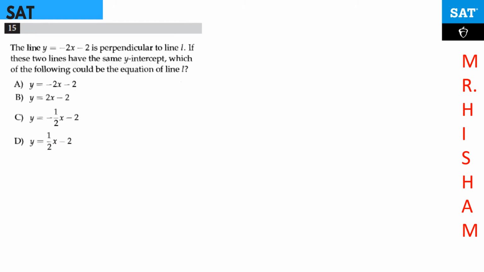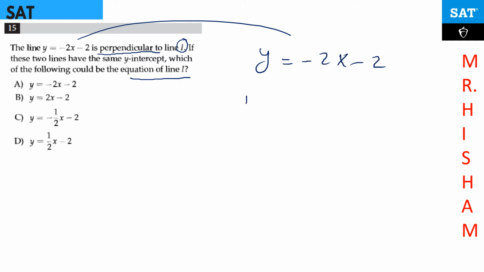The line y is equal to negative 2x is perpendicular to the line L if the two lines have the same y-intercept. Which of the following could be the equation of the line L? The slope of this given line, y is equal to negative 2x minus 2, is negative 2.